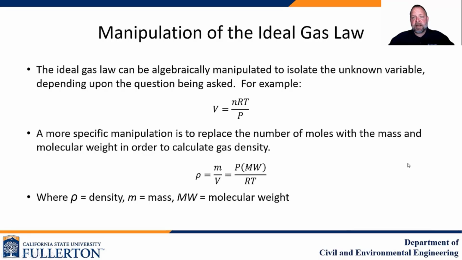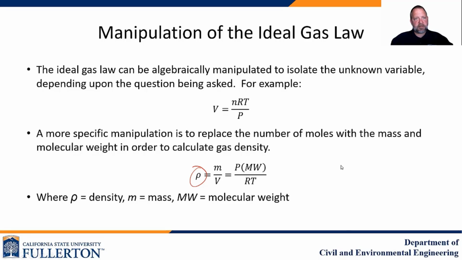You can also manipulate the ideal gas law. So we have all these different variables that are included. We can manipulate it to get volume on one side of the equation. So you can get V equals nRT over P. You can do pressure on one side of the equation. You can also even include molecular weight. So if you put molecular weight into the equation, you can essentially get an equation for density. Where rho is your density, m is the mass, and mw is your molecular weight.